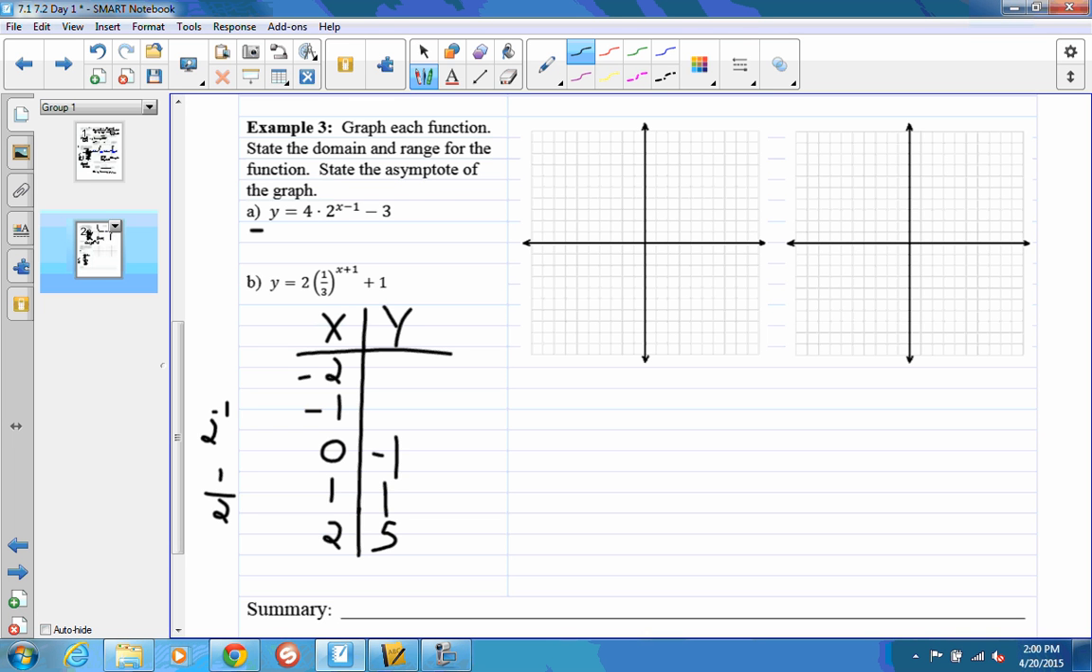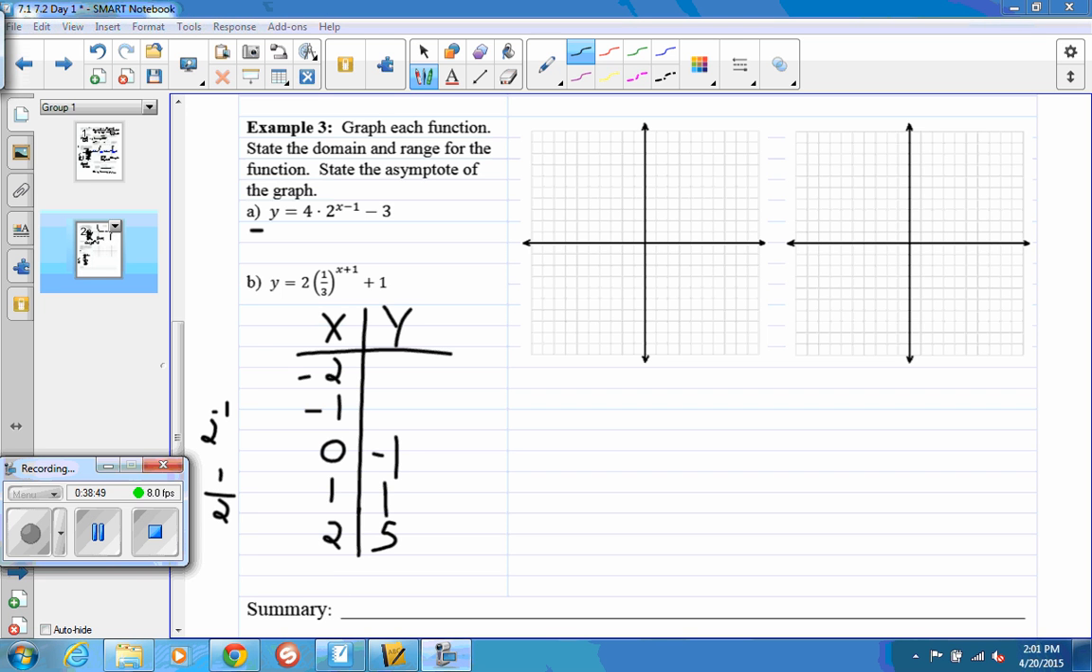Plug in -1. Tell me what you get for the other 2's. Fill it in. How about for -1? -2.5. Good. So plot these points. We'll start at 2, 5, 1 and 1, 0 and -1, -2, 2, -2.5.